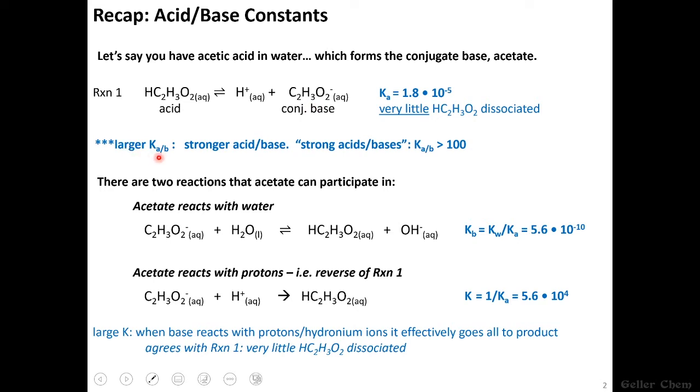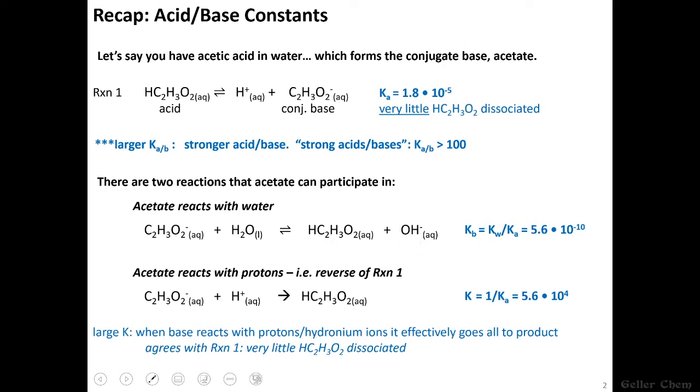That small K means very little of our reactant actually dissociates into products. And the larger a K value, the stronger the acid or the base, because larger K implies more product is being formed. Strong acids and bases have K values that are at least 100, if not 1,000,000. Now once that conjugate base is formed, there are two reactions that it can participate in. One, it could react with water like a base would, in which case it will take a proton from the water, reform acetic acid, and leave behind hydroxide.